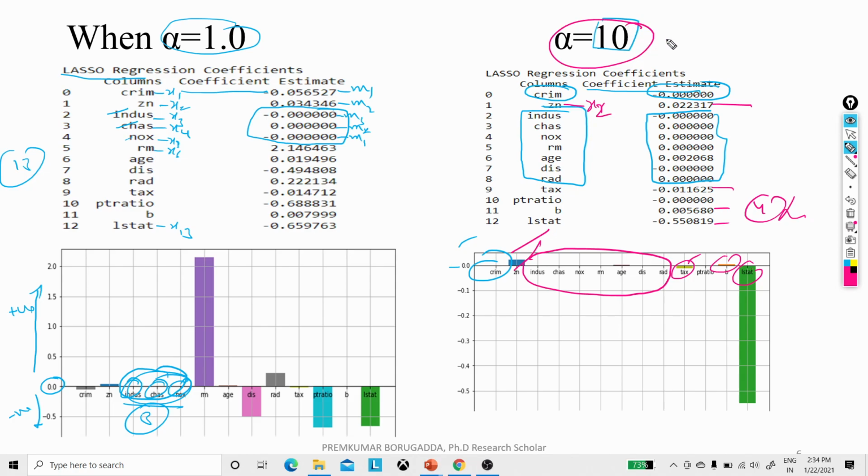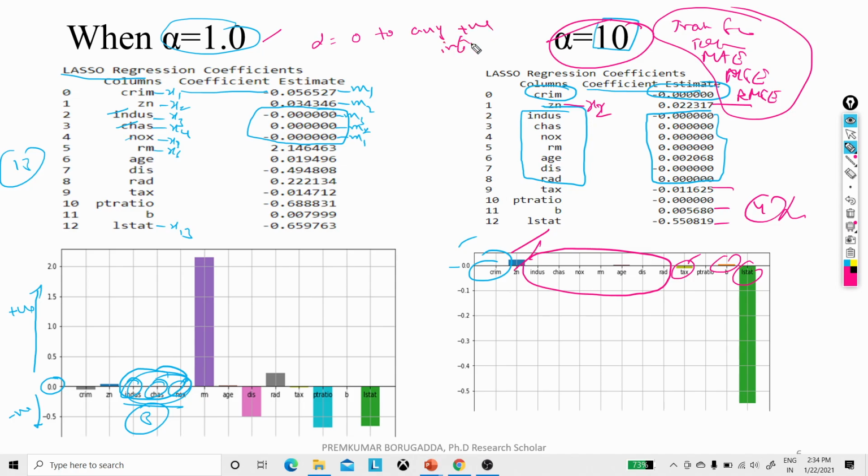At that time you have to check what the train score is, what the test score is, what the mean absolute error is, what the mean square error is, and the root mean square error. So when alpha value is 10, you can check these values. Assigning the alpha values 1, 10, 5 is part of the hyperparameter tuning. As part of hyperparameter tuning, you have to give the alpha value, between 0 and any positive integer.